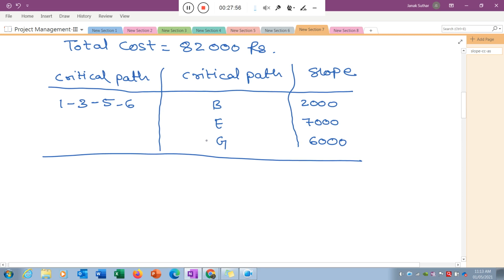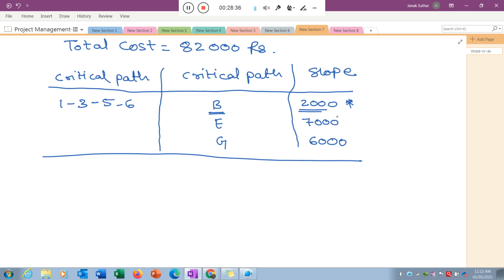Now the next point is, if I reduce any one activity, it will directly reduce my project time, so which one will I select? You need to consider the economical way. Here, activity B is the economical one, because if I reduce activity B by 1 week, it will increase the cost by only 2000. That is the minimum compared with the other two. So this is the activity B I choose for crashing. Now the next point is, how much can I reduce the activity B time?